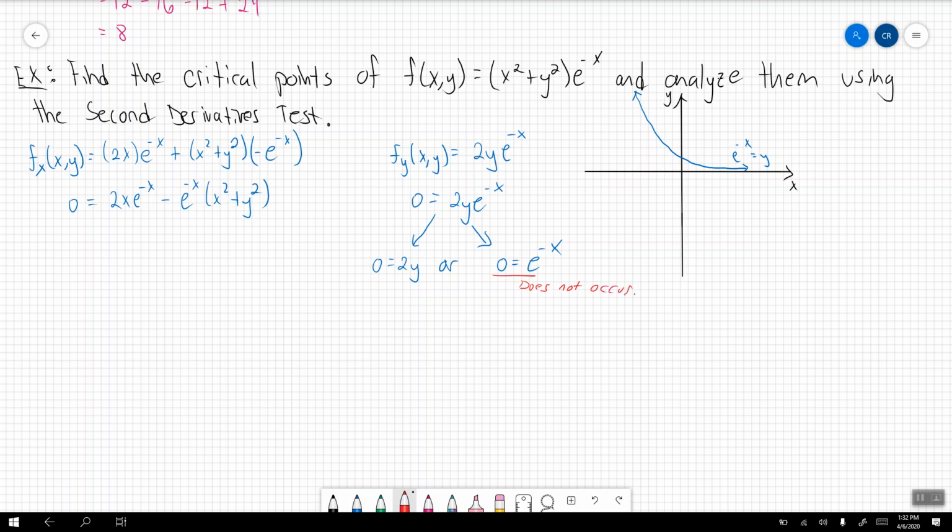Which means the only possibility must be that y is equal to 0. So if y is equal to 0, then we're going to use substitution to see if we can find those values here. So I'm going to use substitution.